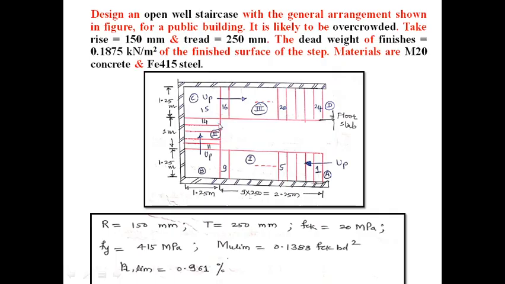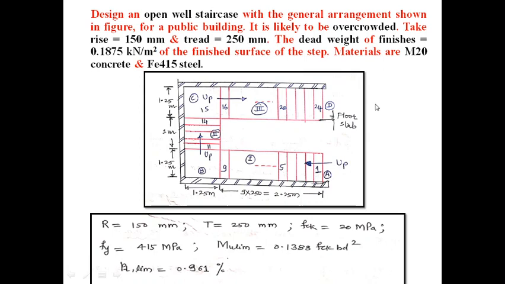Now let us see one simple problem. Design an open well staircase with the general arrangement shown in this figure for a public building. It is likely to be overcrowded. Take riser 150 mm and tread 250 mm. The dead weight of the finishes is 0.1875 kilonewton per meter square of the finished surface of the step. Materials used are M20 concrete and Fe415 steel.